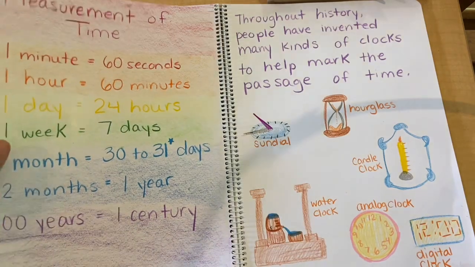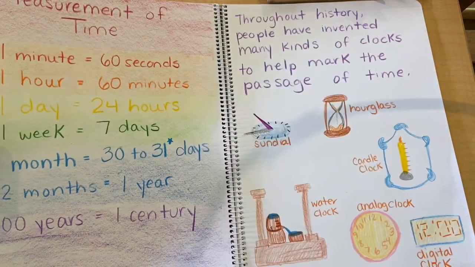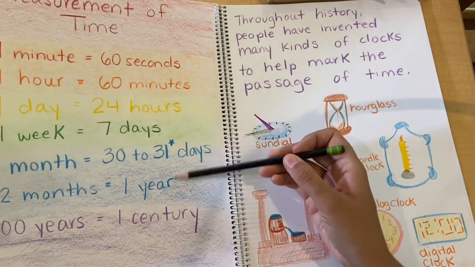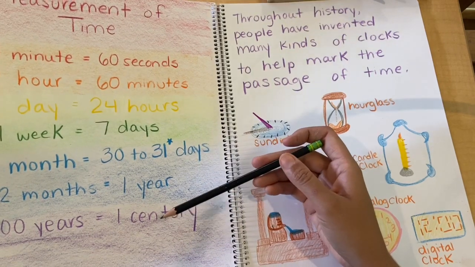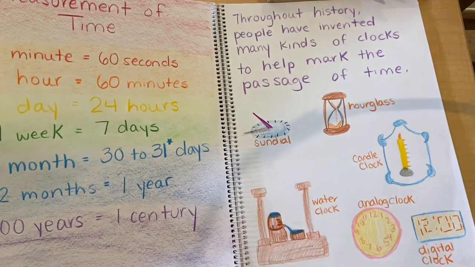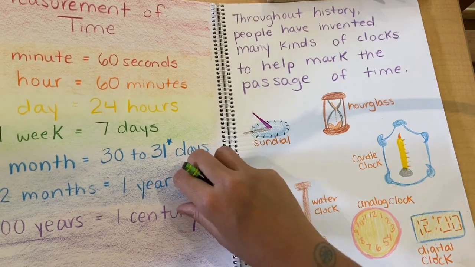And there are a couple measurements I don't have on here. For example, there are things that are even shorter than a second. And there are groups of years, like 10 years to equal a decade, and 1,000 years to equal a millennium. But don't worry about those. These are the important ones that we're going to be focusing on now in 3rd grade.